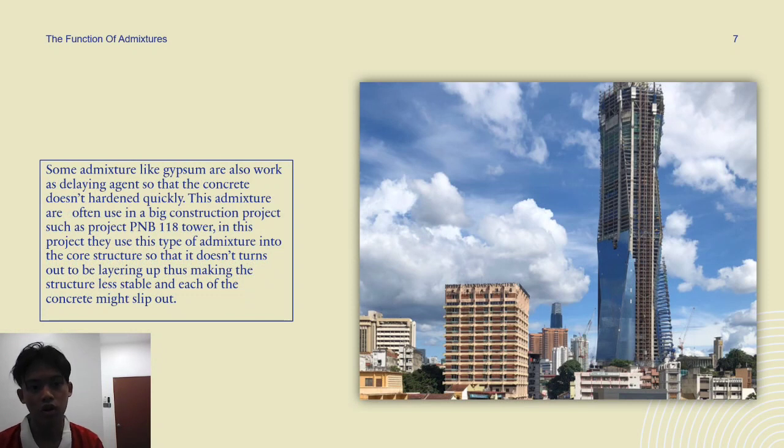Some admixtures like gypsum also work as delaying agents so that the concrete doesn't harden quickly. These admixtures are often used in big construction projects such as the PMB 118 Tower project, and I also heard that the Burj Khalifa project used the same type of admixture. In this project they use this type of admixture in the core structure so that it doesn't end up layering up, thus making the structure less stable and the concrete might slip out.